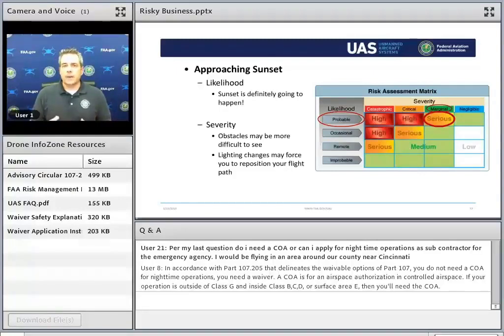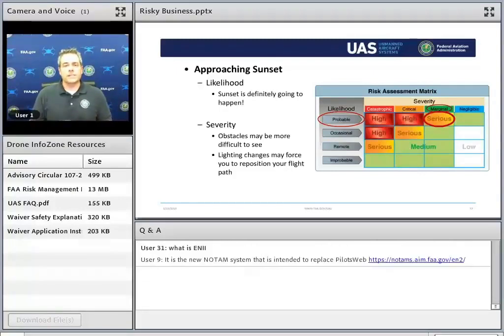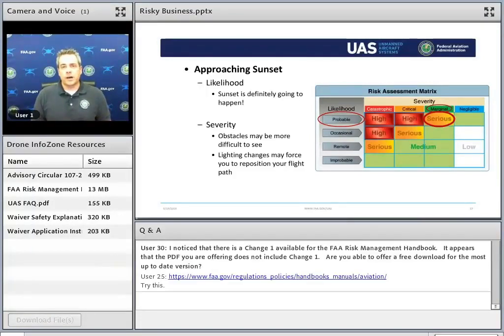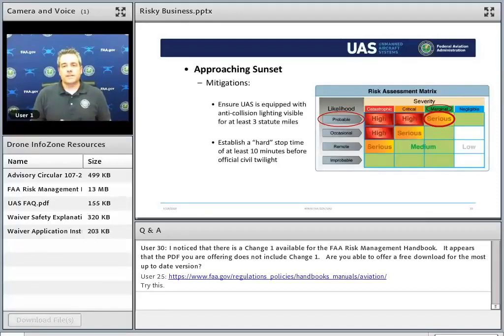And to hedge my bets and make sure I'm in compliance, I've lighted my UAS appropriately according to Part 107 to operate during civil twilight. So what I'm getting at is I look at this as a marginal safety risk. Although it's probable that the sun is going to set, the actual risk it poses to me, based on the severity, is in the serious category.